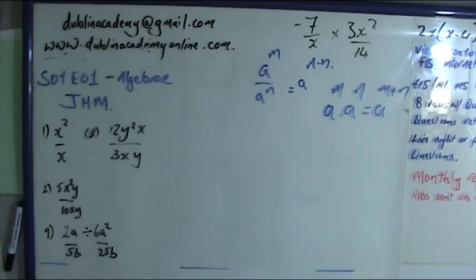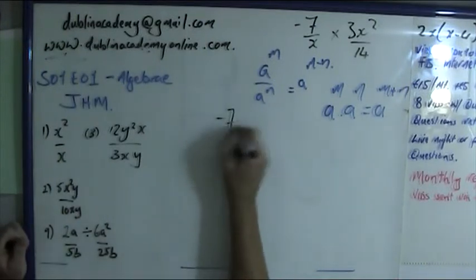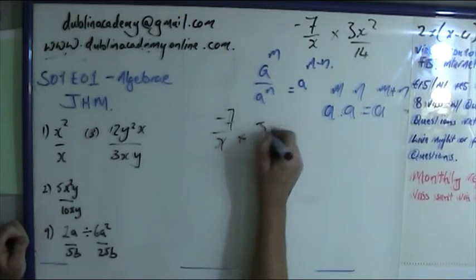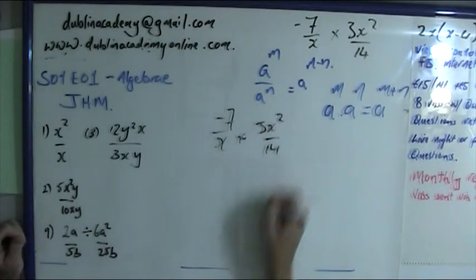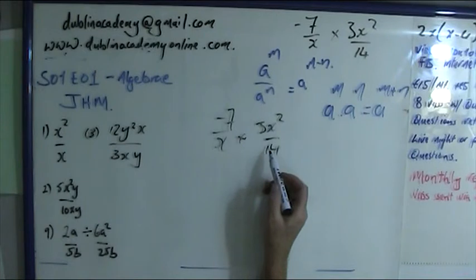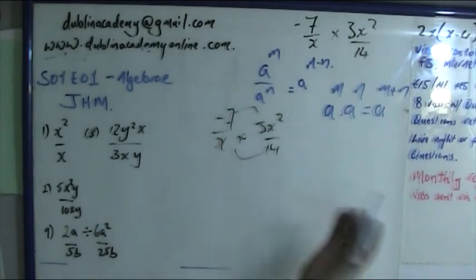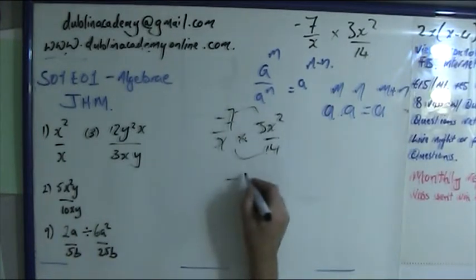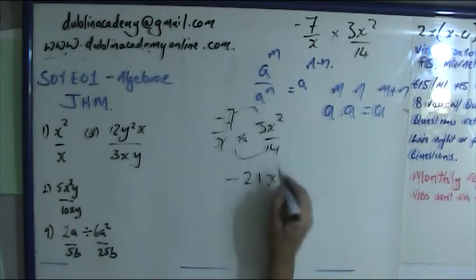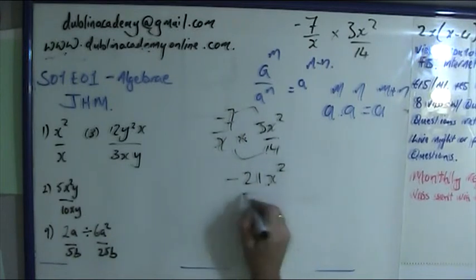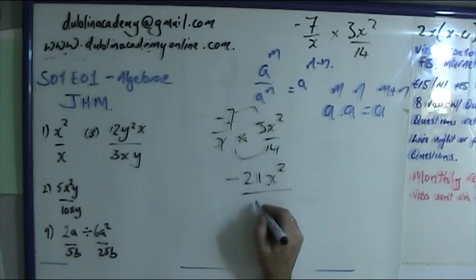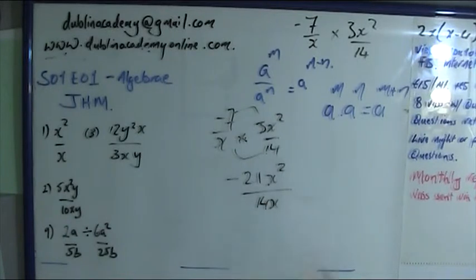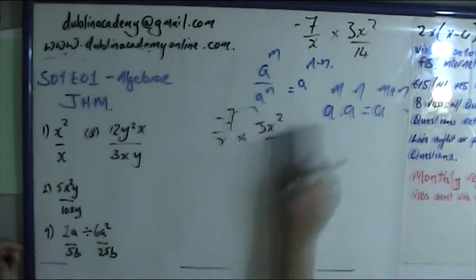I'm going to do another question up here, which is quite different to the last one. It's minus 7 over x multiplied by 3x squared over 14. Okay, now this seems to be very simple. Top by the top, bottom by the bottom, it's multiplication. Minus by a plus is a minus, 3 7s are 21, and x squared from the x's. And we multiply the bottom, x by 14 is 14x. Okay, these are very simple questions.